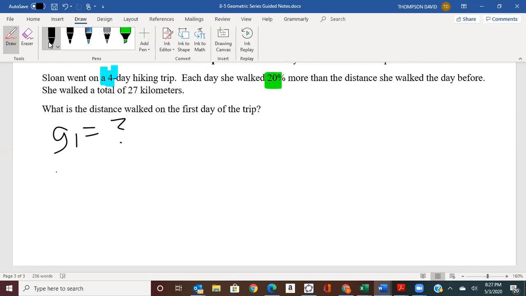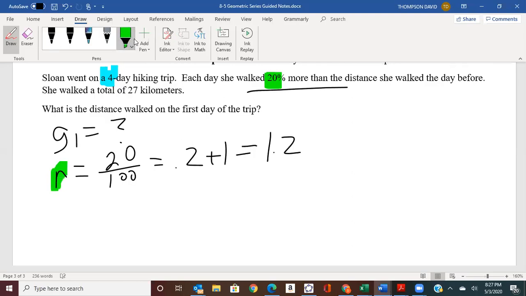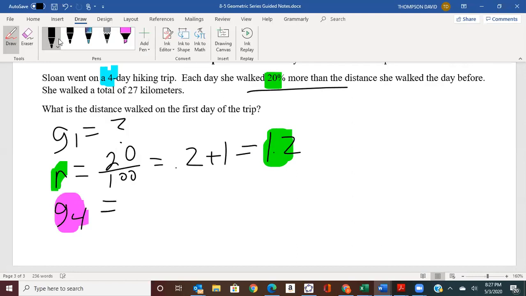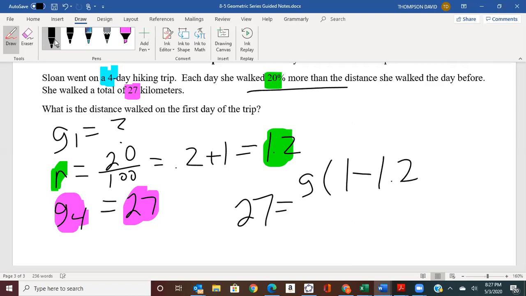So first, let's convert the 20% into a decimal. We're going to do 20 divided by 100, which is 0.2. And we'll add 1 to that since we're talking about 20% more. So it's going to be 1.2. So that's my common ratio. Now we know that G of 4, we'll use a different color, we'll use pink, equals 27. So now we're going to plug into the formula. Say 27 equals G, which we don't know, parentheses, 1 minus 1.2 to the fourth.